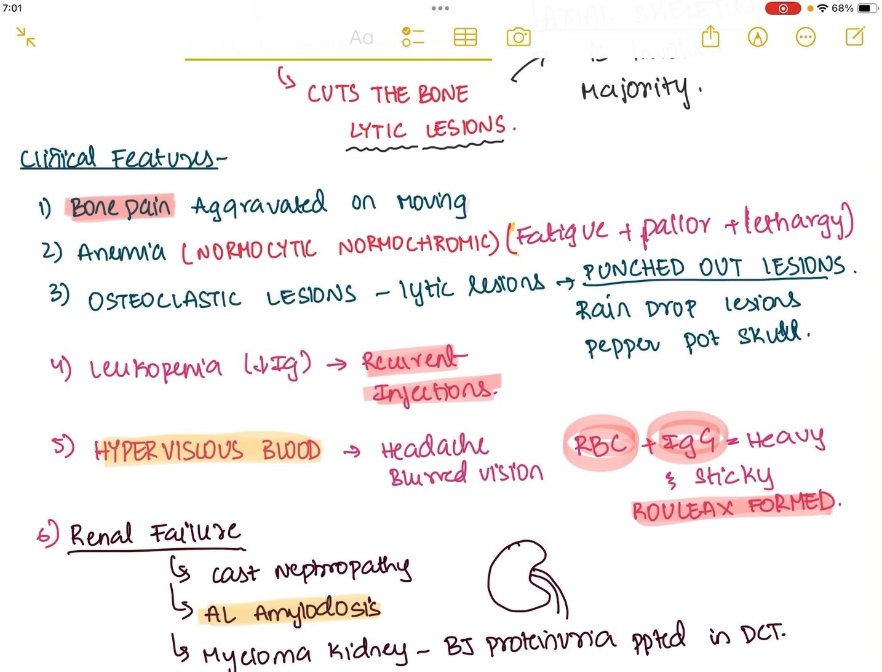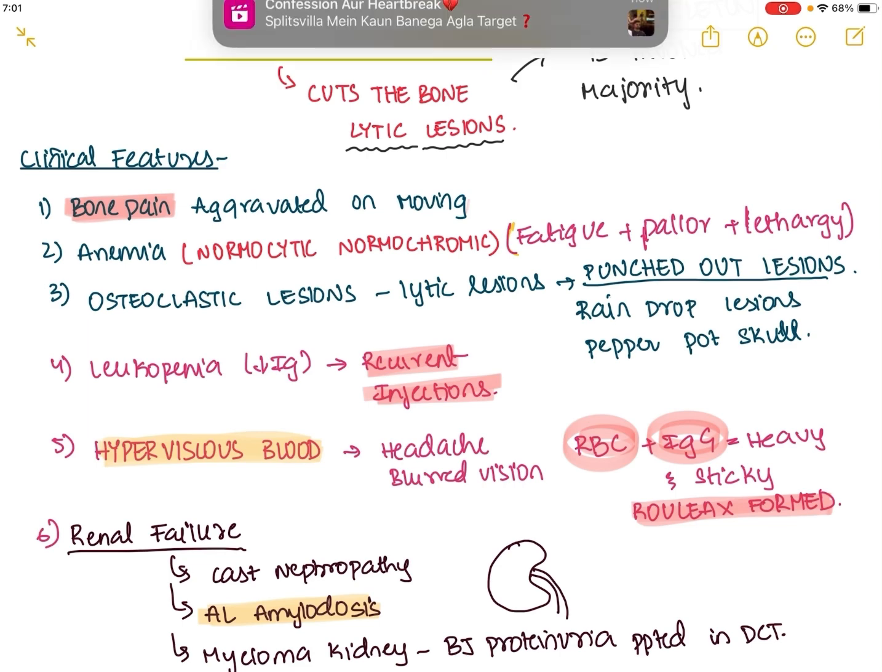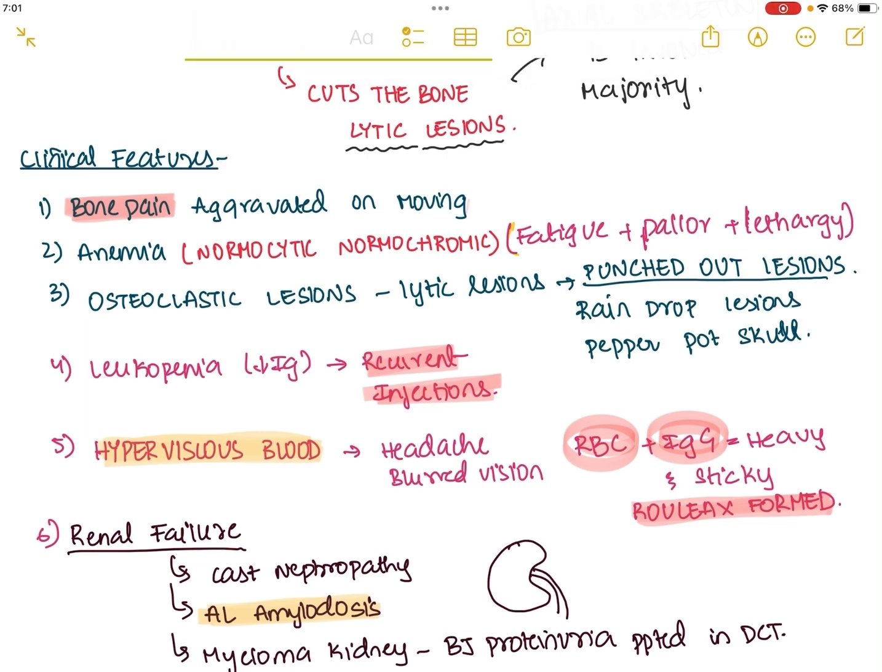And again, the next point is osteoclastic lesions, which are also known as lytic lesions. These appear as punched out lesions, raindrop lesions, or the pepper pot skull. The important point you must remember is rouleaux formation, due to the number of IgG floating around in the blood.